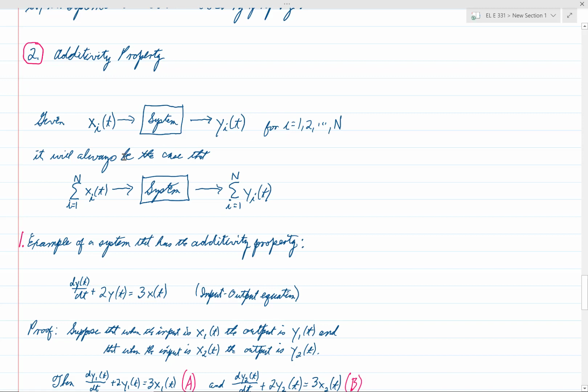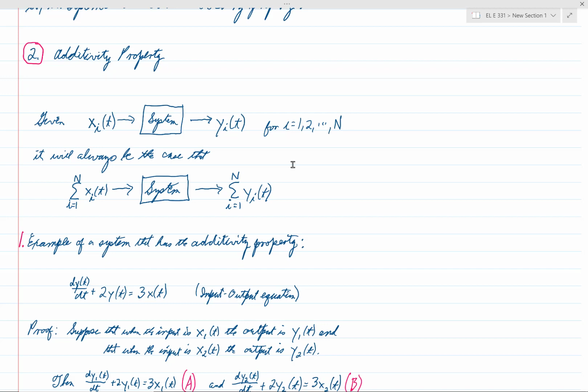Then, if the system has the additivity property, we can say that if we sum up all of those inputs, put them all together, and use that as the input to the system, the output will just be the sum of all these outputs. That's what the additivity property means.